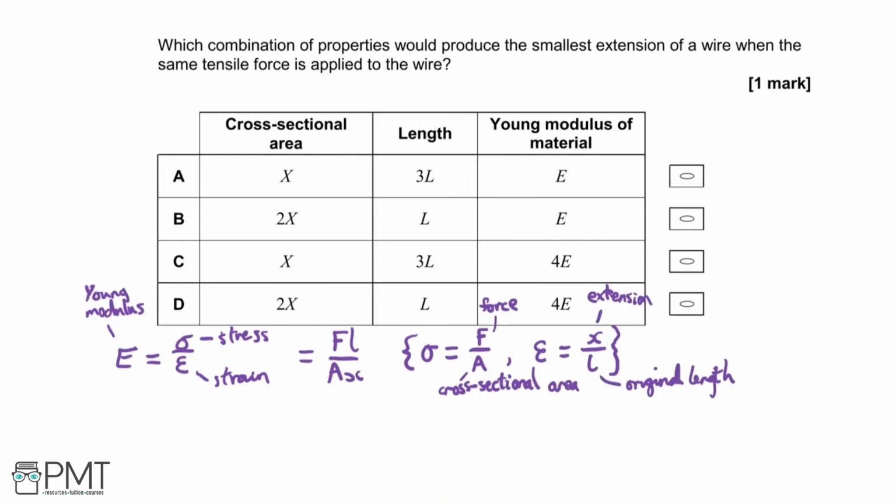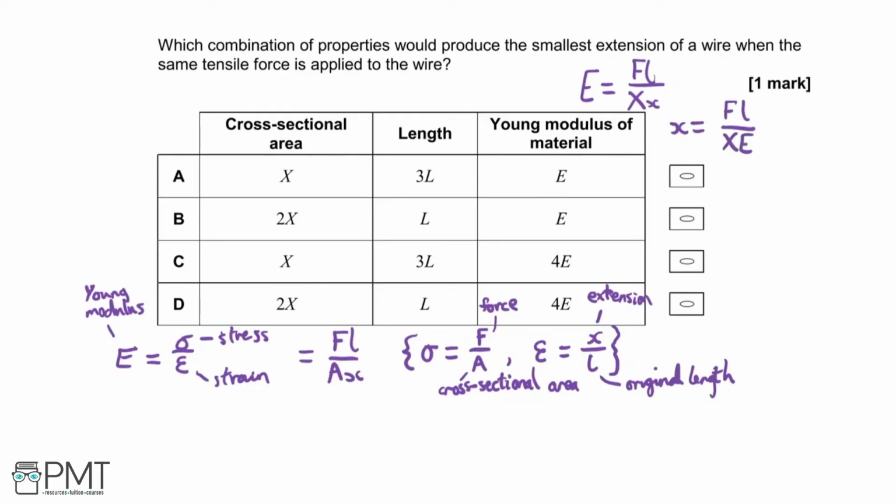What we can then do is change some of the values around. For example, cross-sectional area in the table was represented by an X rather than an A. Now that might lead to some confusion because we've got an uppercase X and a lowercase x, but what we need to do is rearrange the equation to make lowercase x the subject because we're looking at the extension of the wire in terms of all of those other values.